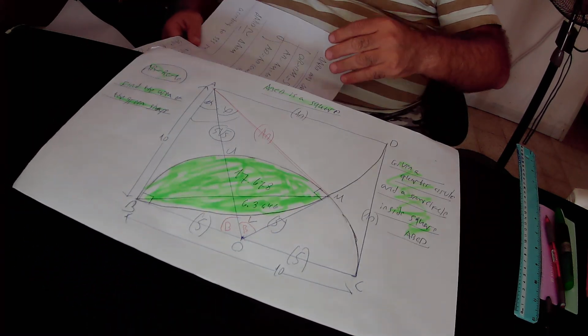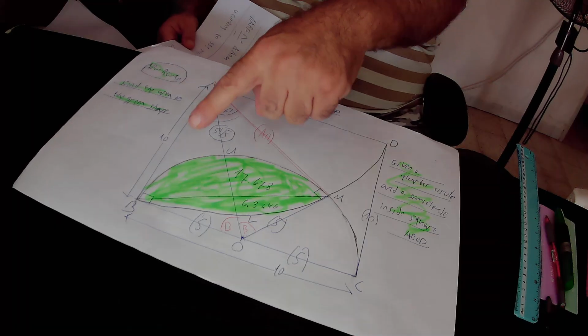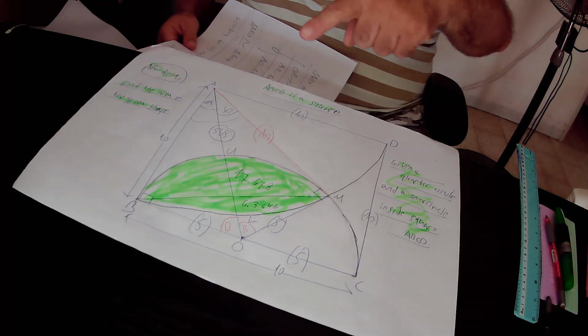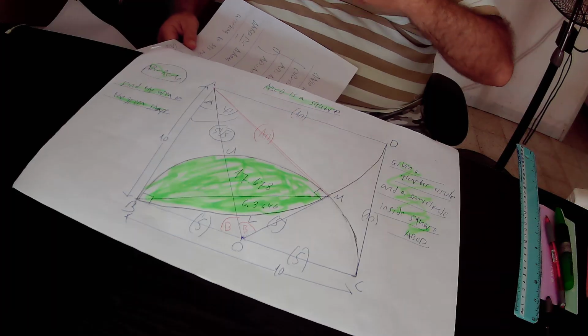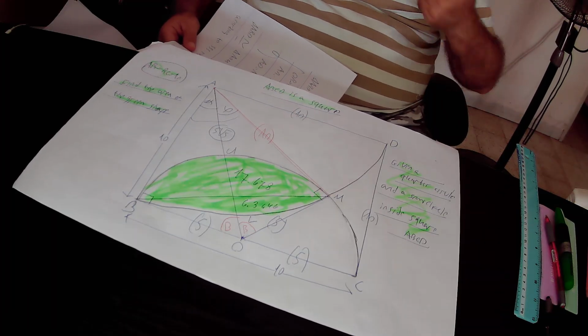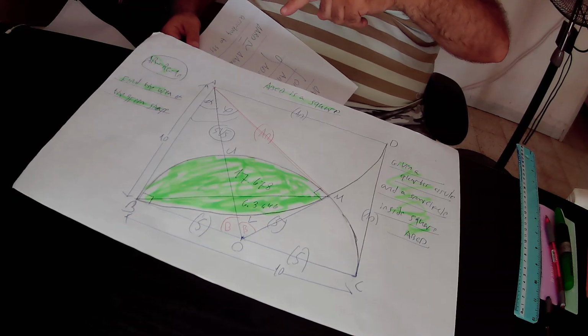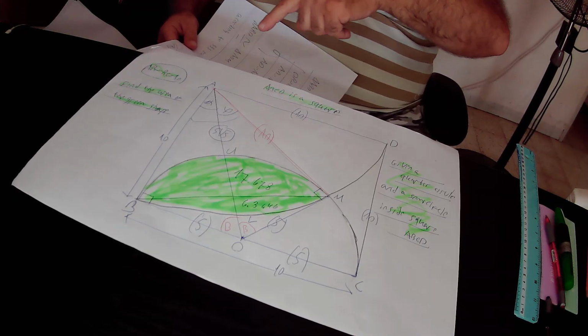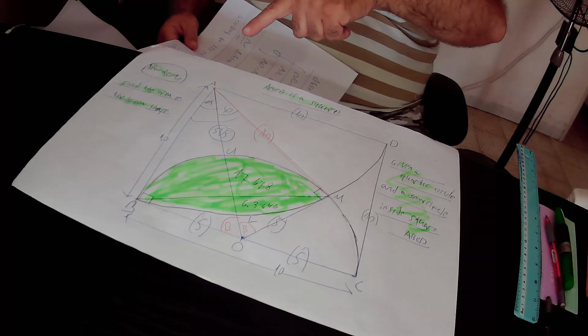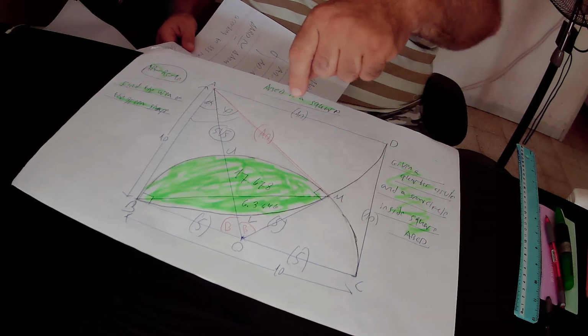In the next step, we implemented the Pythagoras theorem on this right triangle ABO in order to find out the length of the hypotenuse AO. According to the Pythagoras theorem, in a right triangle, the square of the hypotenuse equals the sum of the squares of the perpendiculars. So in the right triangle AOB, AO squared, that is the square of the hypotenuse, equals AB squared plus BO squared.